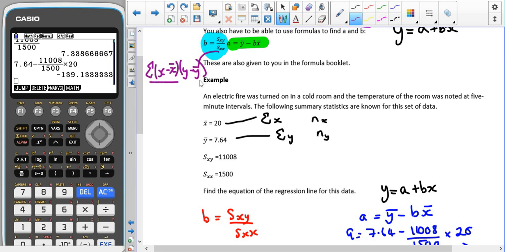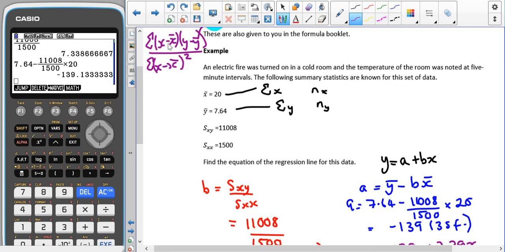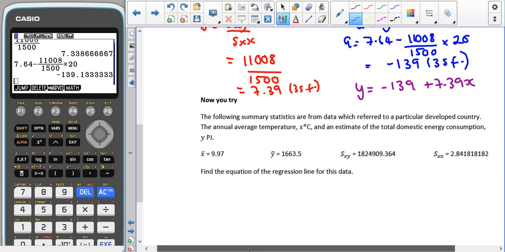Again, remember that b can also be calculated using the sum of x minus x bar, y minus y bar, divided by the sum of x minus x bar squared. Again, if you do get this, it's just substituting the right things into the right place in the formula. So you'll be given the sum of x minus x bar times y minus y bar, and you'll be given the sum of x minus x bar squared. So it's just putting those in the correct place in the formula. So I'd like you to pause the video now and give the Now You Try It a go.